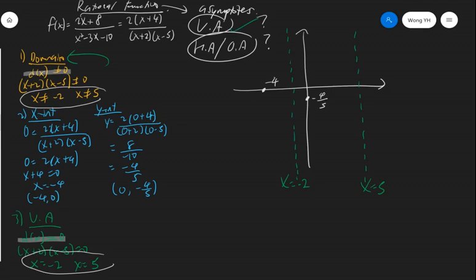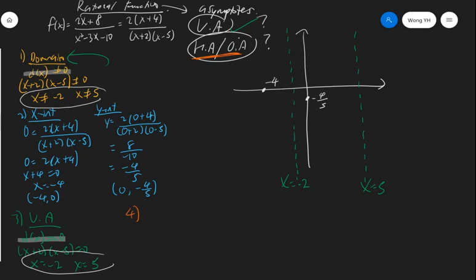So next we'll go and find out the HA or OA. So why did I put these two together? By the way, HA stands for horizontal asymptotes. OA stands for oblique asymptotes. Because we can only take one. If one exists, the other one doesn't. Alright. So step number 4, you need to go and find out whether it is HA or OA.